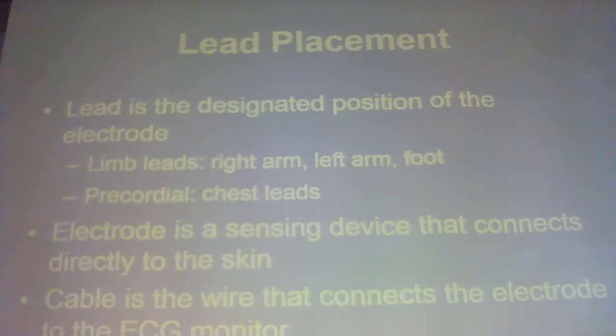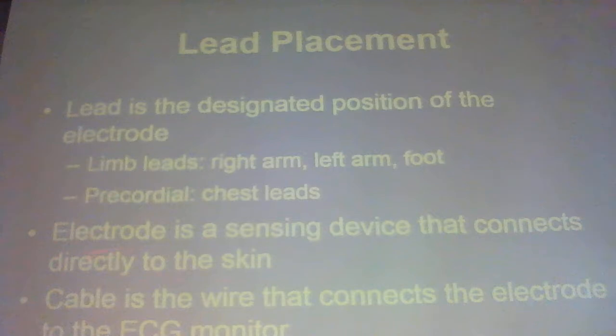What was it? Fourth intercostal, right sternal border. V2, fourth intercostal, left sternal border. V4, midclavicular fifth. V3 goes between those. Anterior axillary for V5 and mid axillary for V6. All of those are on the fifth intercostal space. Very, very important that those get put on the correct place.